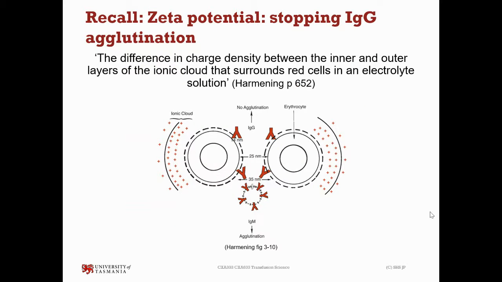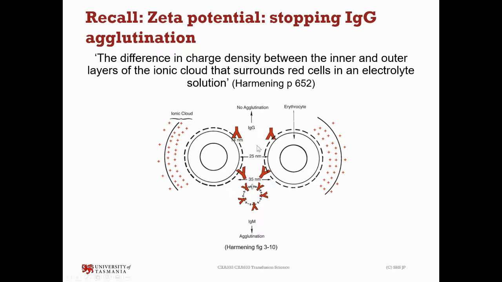And so remember that the zeta potential is the difference in charge density between the inner and outer layers of the ionic cloud that surrounds red cells in an electrolyte solution. And it is that ionic cloud, or the zeta potential, that prevents the red cells from clumping together in our blood vessels and allows them to move smoothly through our blood vessels.